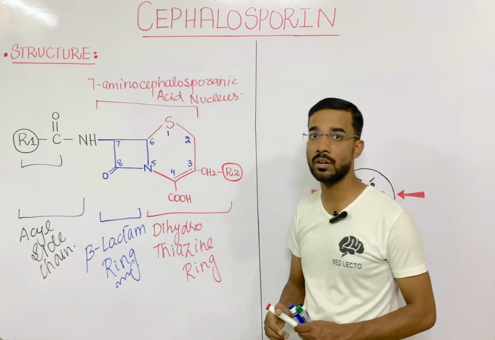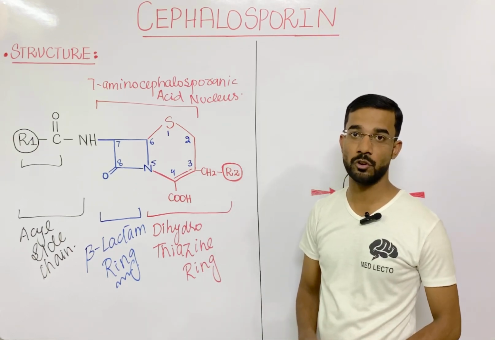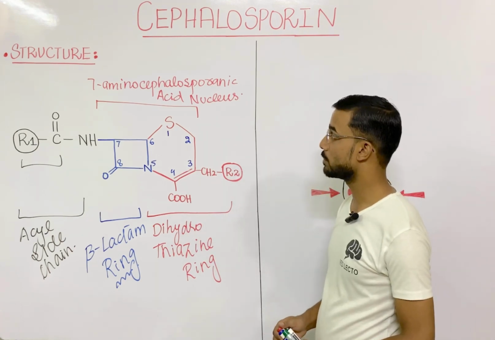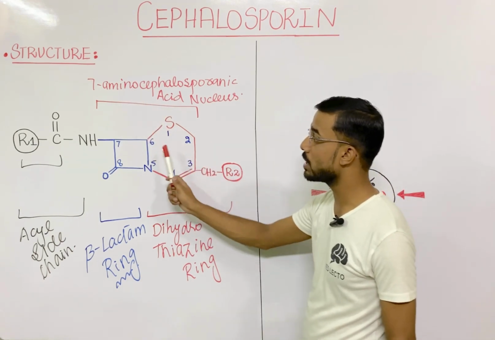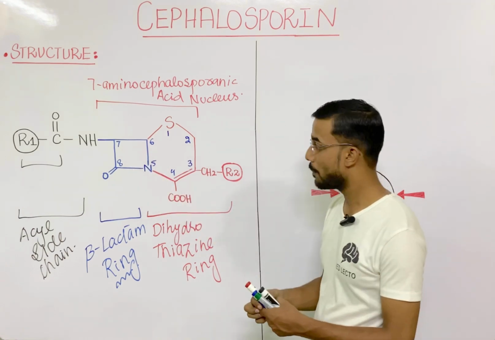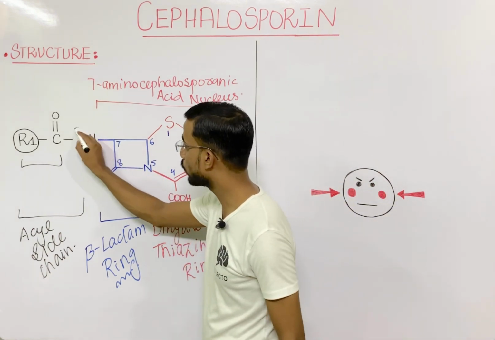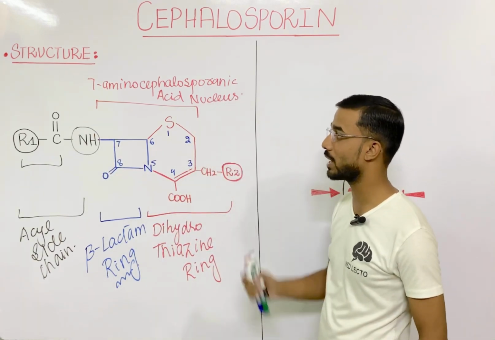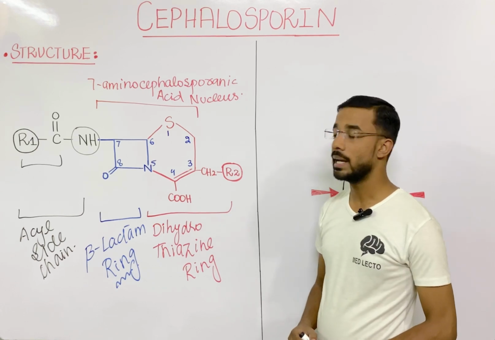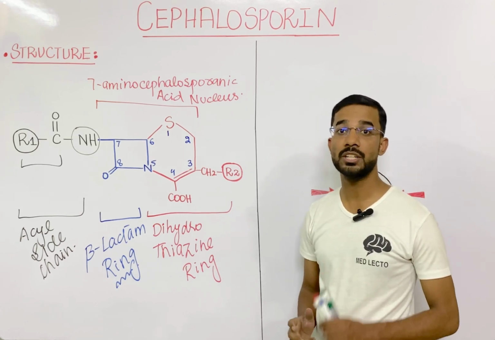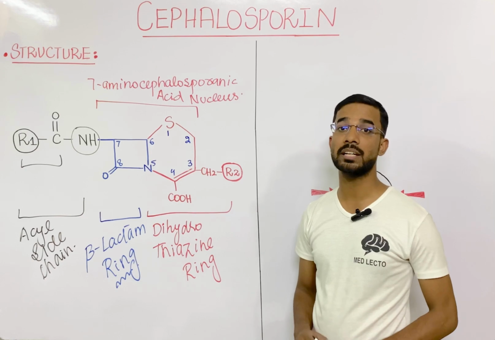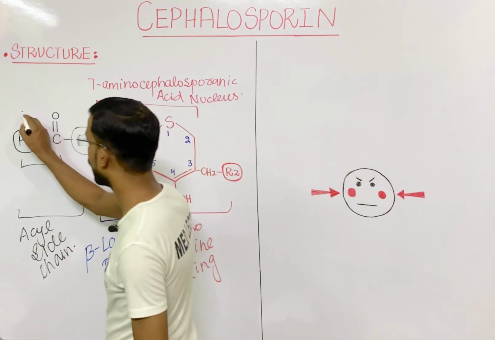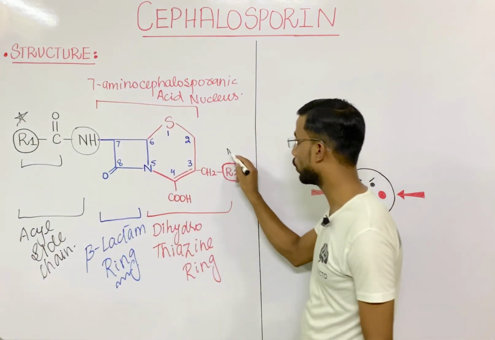That will be common in all the generations of the cephalosporin, like ceftriaxone, ceftolozane, cefoxitin. So that is the most important component. 7-amino, because at the 7th position you will see the presence of the amino group NH. In the cephalosporin, you will see changes at two positions, and ultimately you will see the formation of the new generations. Those positions are R1 and R2.